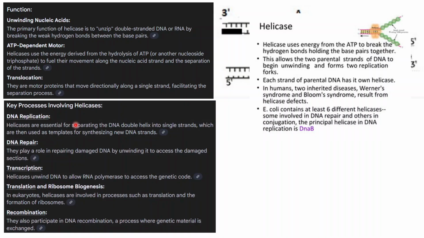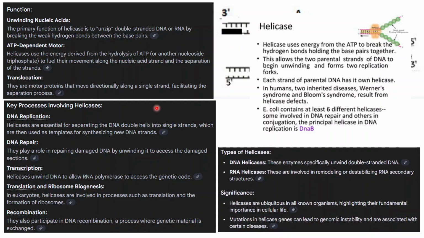Key processes involving helicases: DNA replication. Helicases are essential for separating the DNA double helix into single strands, which are then used as templates for synthesizing new DNA strands. DNA repair: they play a role in repairing damaged DNA by unwinding it to access the damaged sections. Transcription: helicases unwind DNA to allow the RNA polymerase to access the genetic code. Translation and ribosome biogenesis: in eukaryotes, helicases are involved in processes such as translation and the formation of ribosomes. Recombination: they also participate in DNA recombination, a process where genetic material is exchanged.